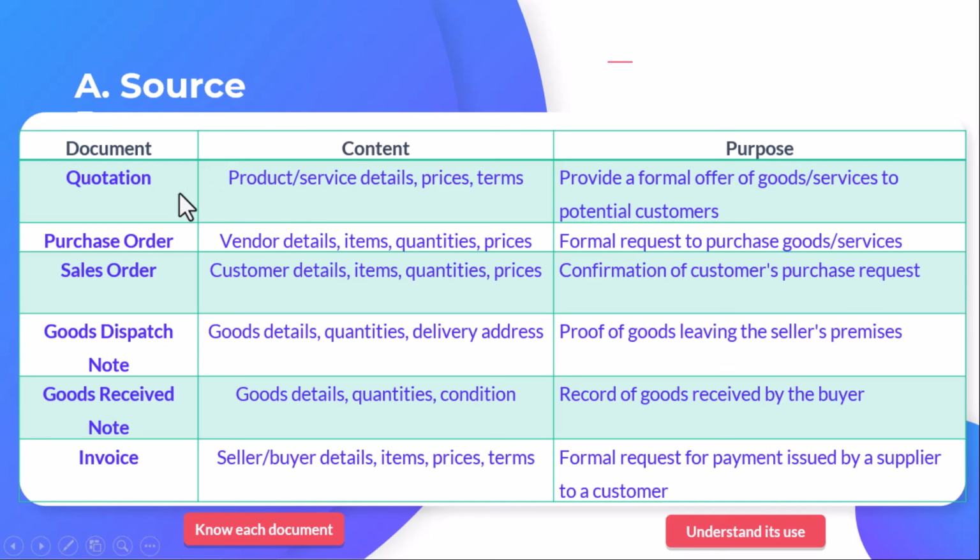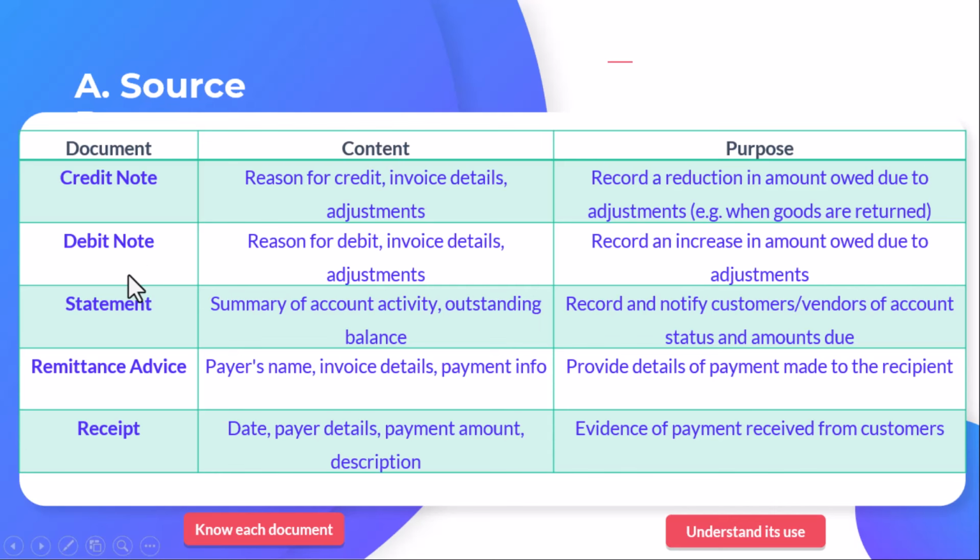There are several source documents that are used for different purposes. You need to know each of these documents, its content, and the purpose that each of the documents is used for. The key source documents include a quotation, a purchase order, a sales order, a goods dispatch note, a goods receipt note, an invoice, a credit note, debit note, statement, remittance advice, and a receipt. Pause the video and check each of the items and what its purpose is.